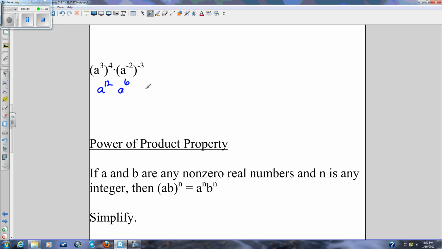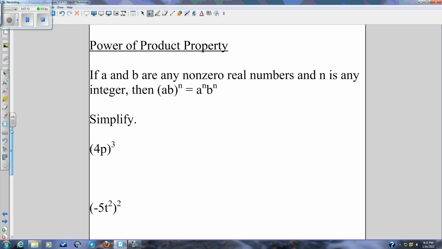Now we have a problem similar to what we were doing on our previous page. We have a to the 12th times a to the 6th. Both bases are the same. They're both a's, so we are just going to add those exponents together. A to the 12 plus 6 gives us a to the 18th. Okay, so now moving on.